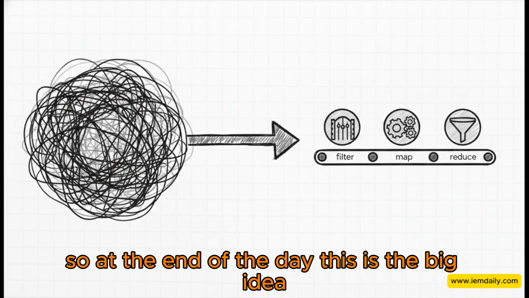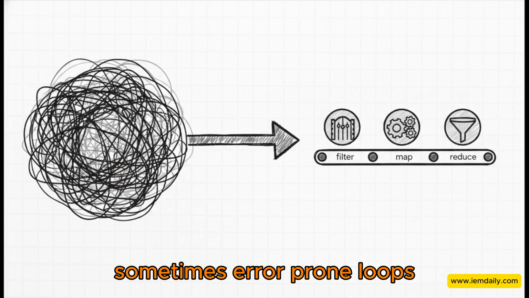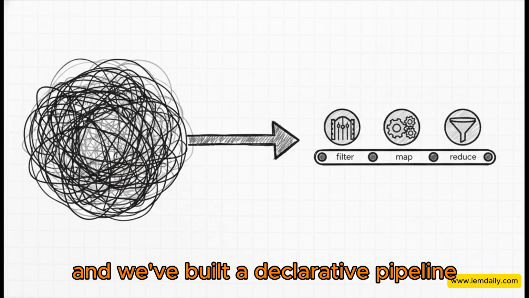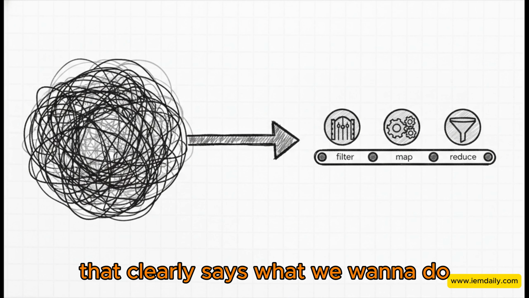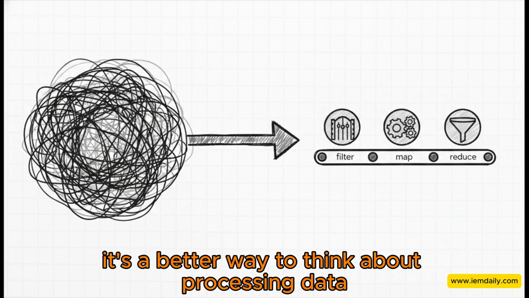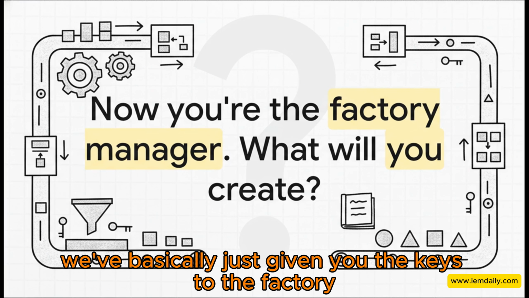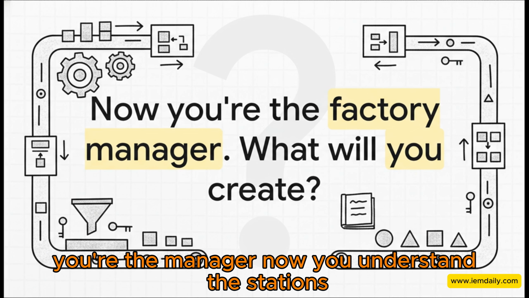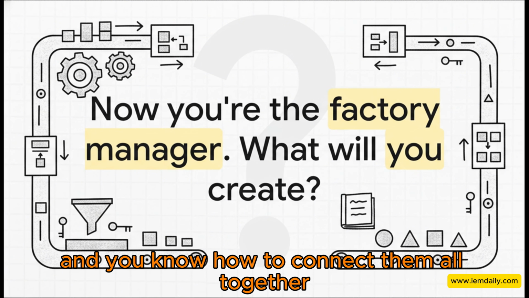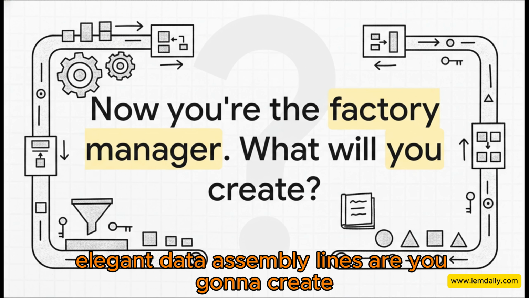So at the end of the day, this is the big idea. We've moved away from these manual, sometimes error-prone loops, and we've built a declarative pipeline that clearly says what we want to do. It's so much more than just writing less code. It's a better way to think about processing data. So we've basically just given you the keys to the factory. You're the manager now, you understand the stations, you know the rulebooks, and you know how to connect them all together. So the only question left is, what kind of powerful, elegant data assembly lines are you going to create?